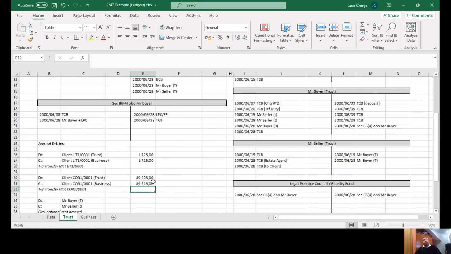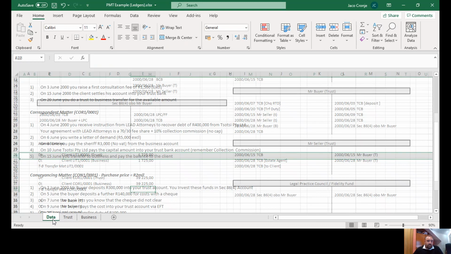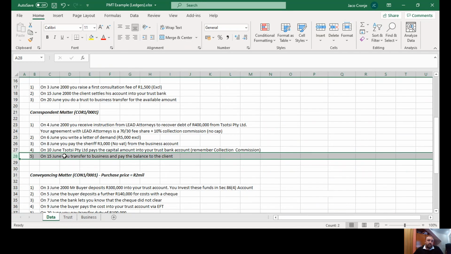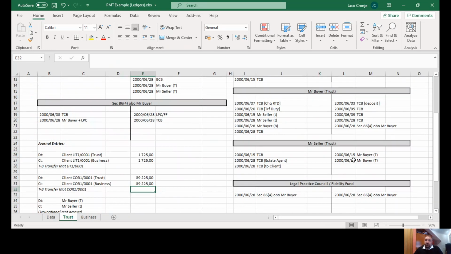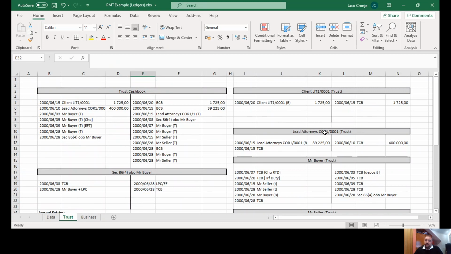Right. So let's go back to our data. It says on the 15th of June, you transfer to business. So that we've done. We've set off the client's trust balance against his business balance, and we physically moved the money to the business account. It says, and pay the balance to client. So that part we must still do, because he now wants to get his money for this. Now, remember where we're paying this to? We're going to pay this over to lead attorneys, the capital amount.